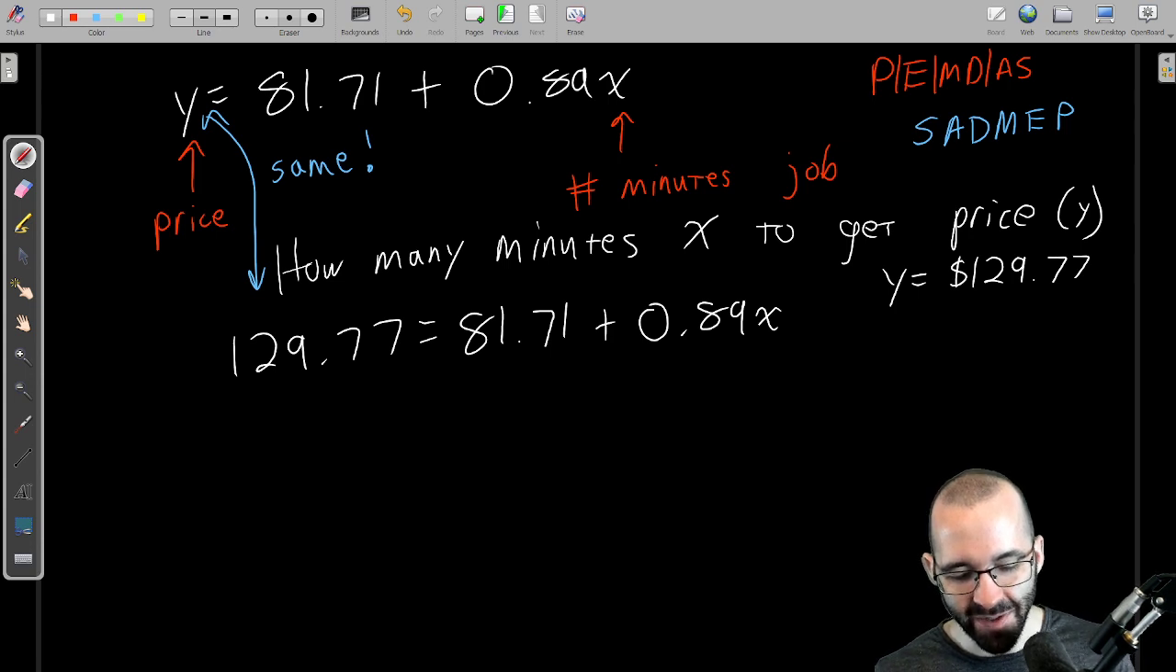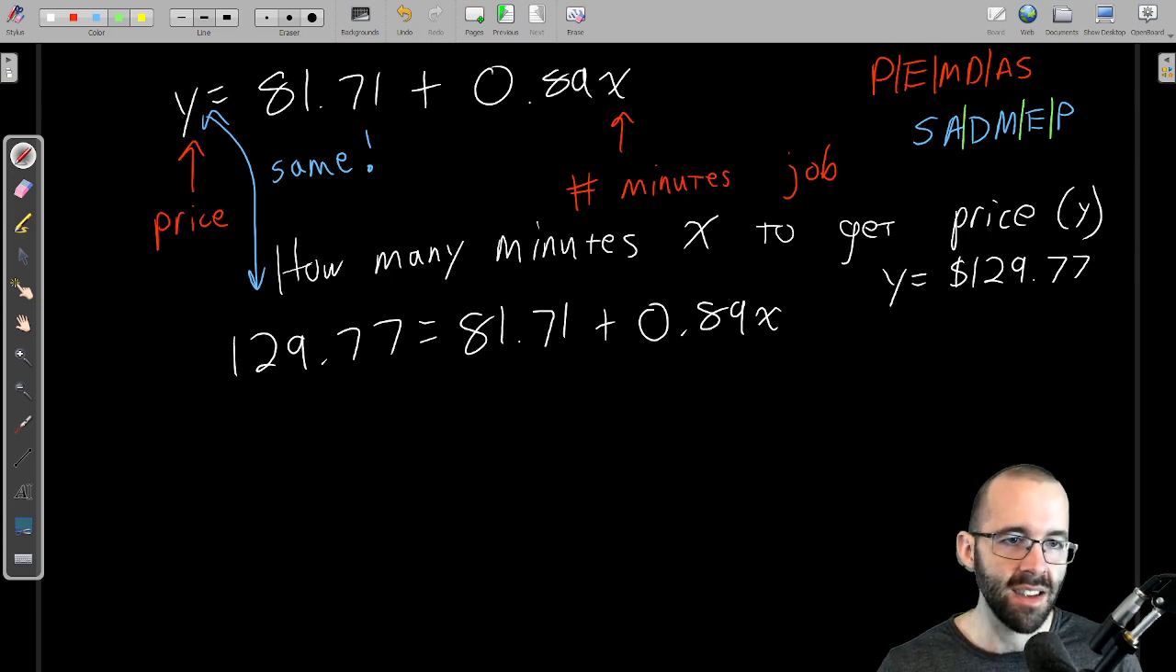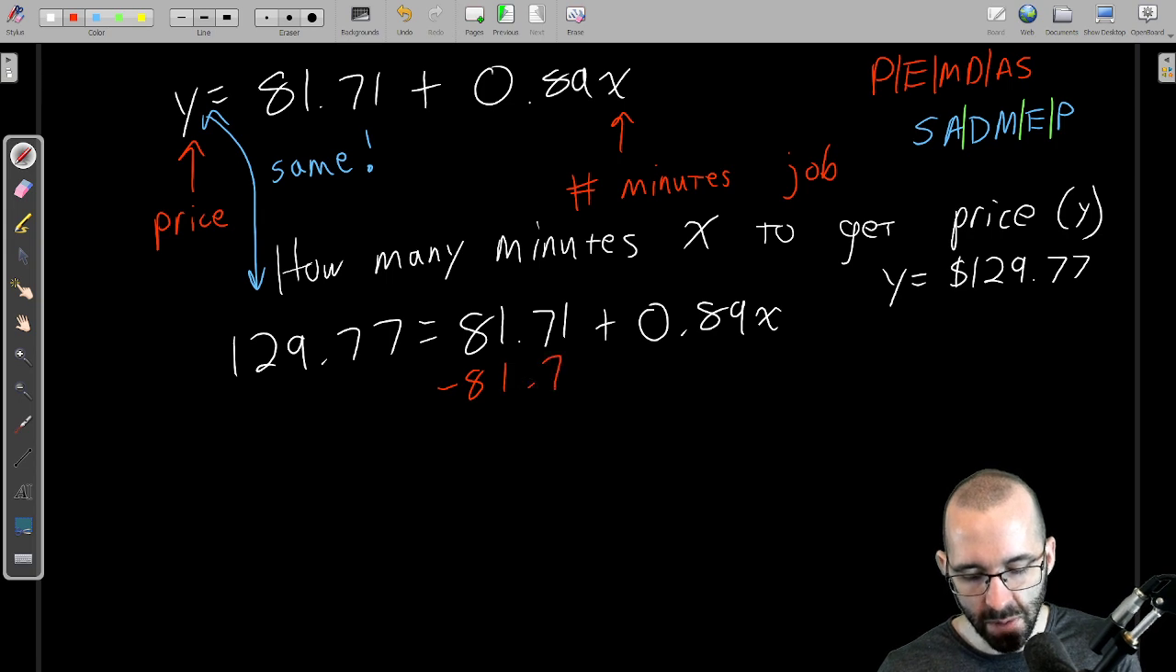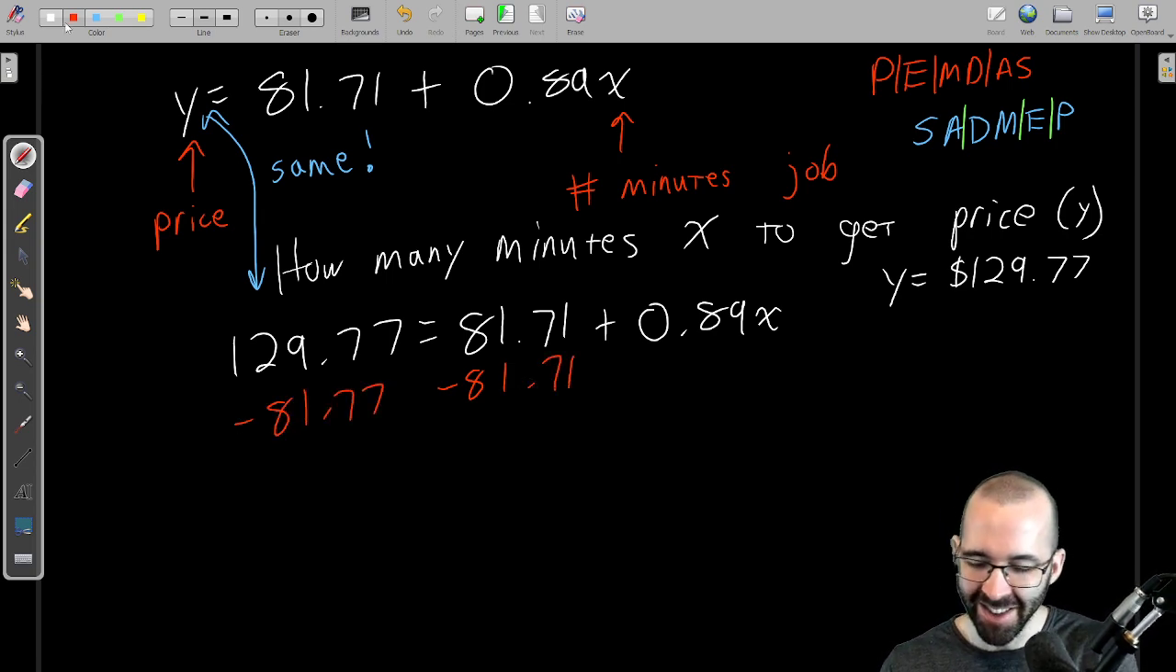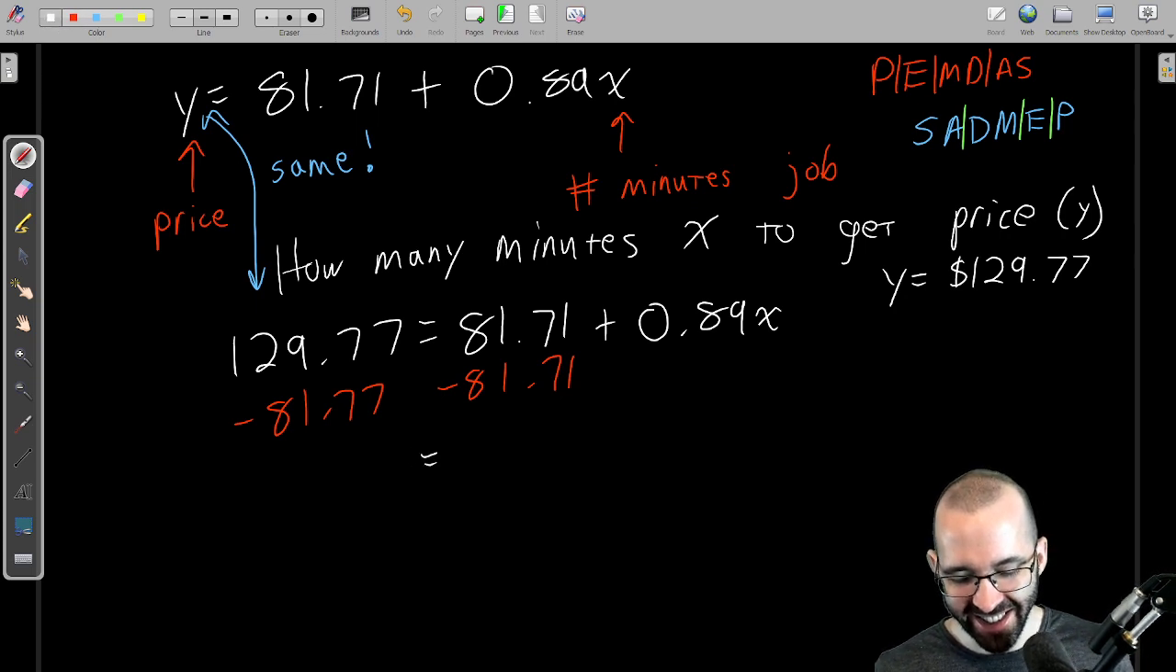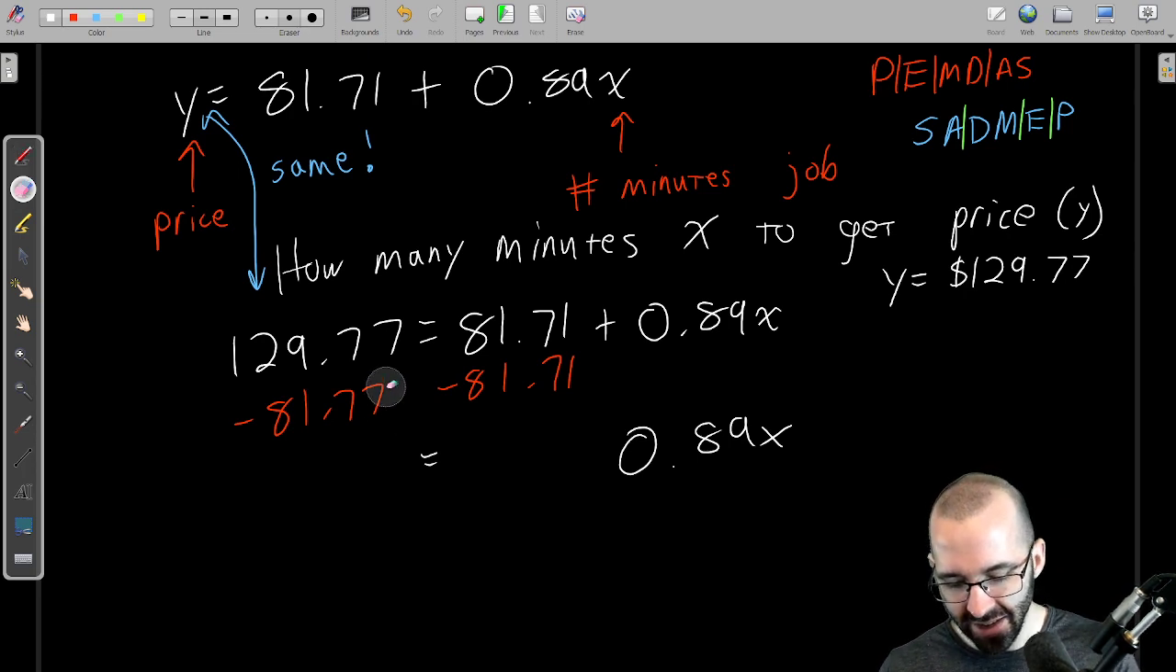All right, so that's what we're going to do here. And again, you do parentheses, exponents, multiplication, division at the same time. The order doesn't really matter. So we need to add or subtract before doing anything else here. We're going to subtract 81.71 from both sides. Oh, I like doing things in my head, but I really shouldn't do this one in my head. Oh, wait. Whoa, Jason, what are you doing? It's not 81.77, it's 81.71.